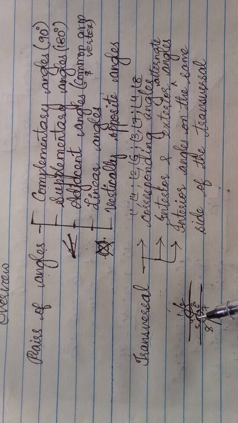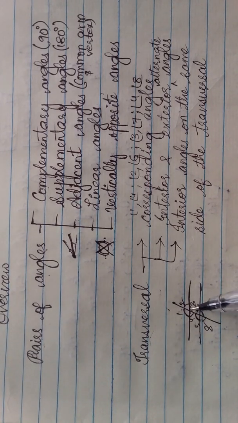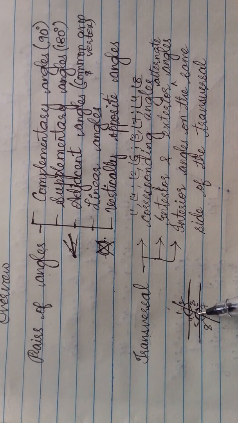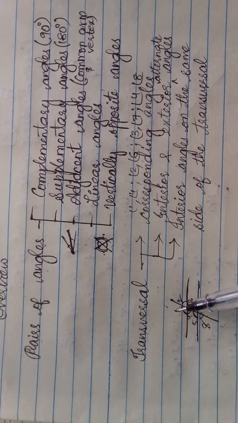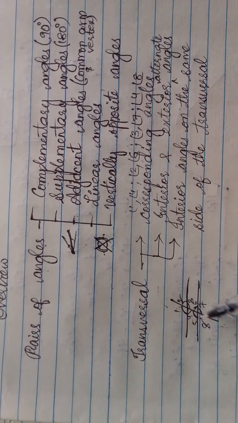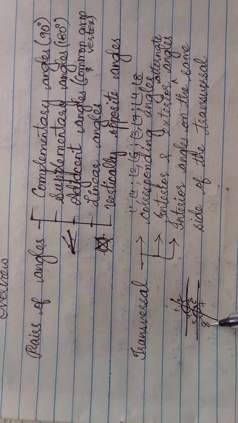Now what are alternate interior angles? Interior, so these angles alternate. So angle 4 and angle 6, angle 3 and angle 5 are alternate interior angles. Now let us see what are alternate exterior angles. Angle 1 and angle 7, angle 2 and angle 8 are alternate exterior angles.